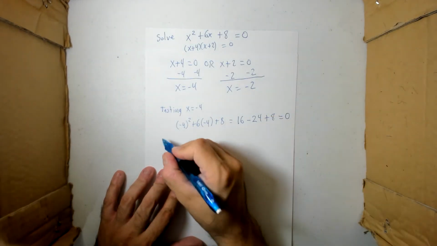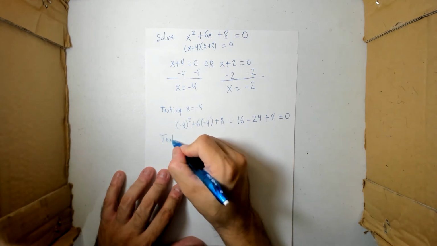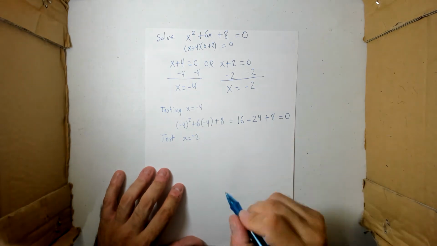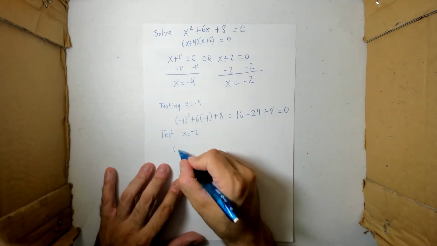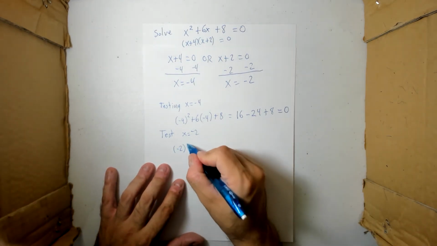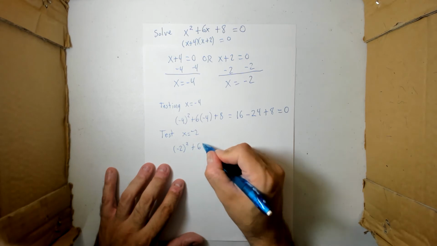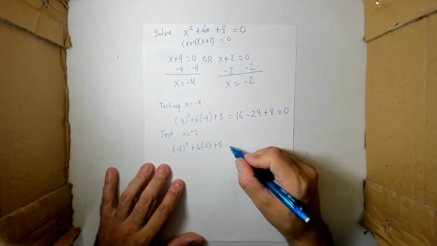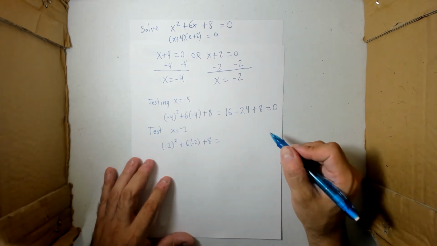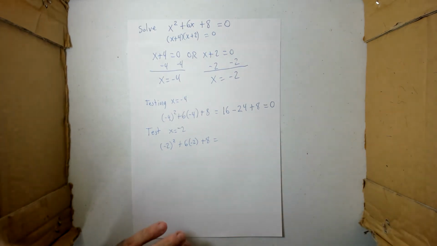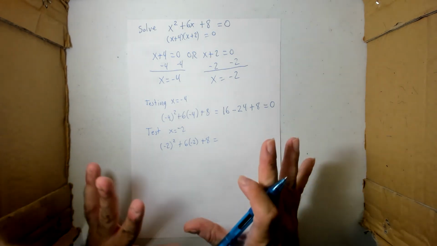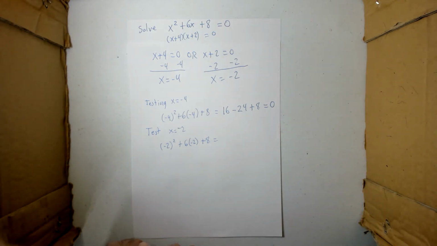Now, let us test x equals negative 2. As before, I'm going to plug it into the equation. Strictly speaking, I'm just doing this one time for this problem so we can verify that these are, in fact, solutions. But for the future examples, I'm not going to do it unless the equation has some special property that we want to look at. But you can always test it like this.